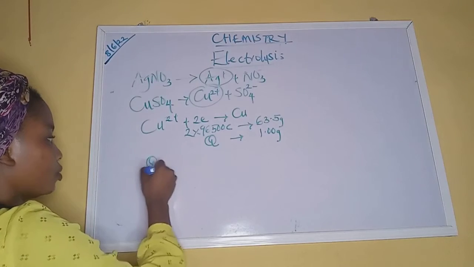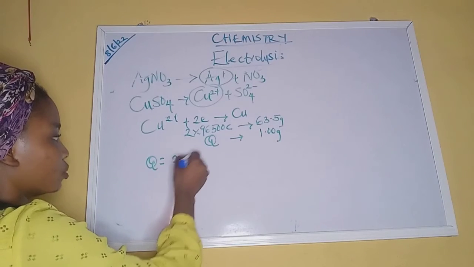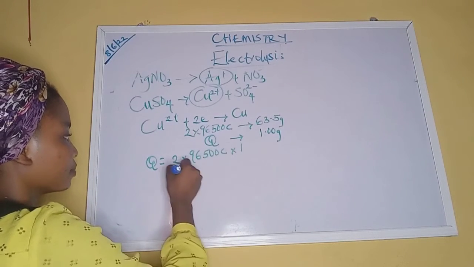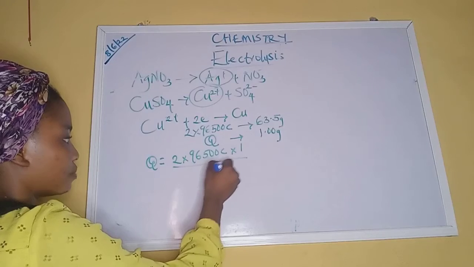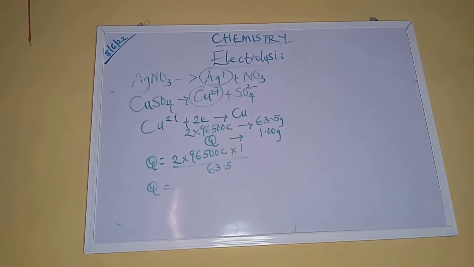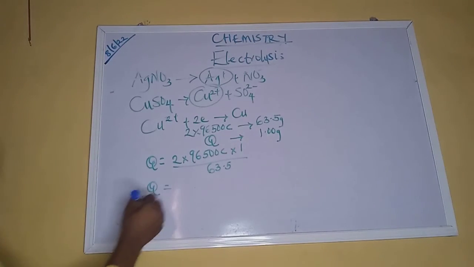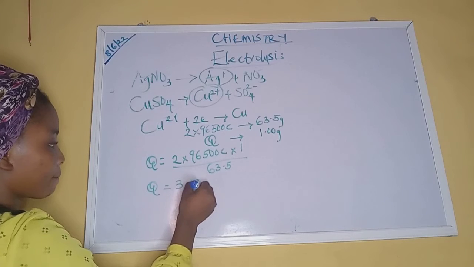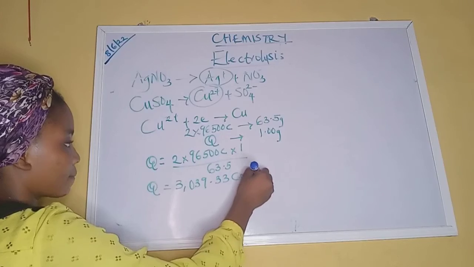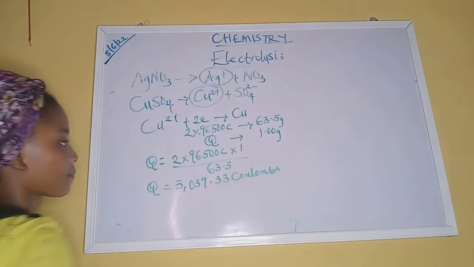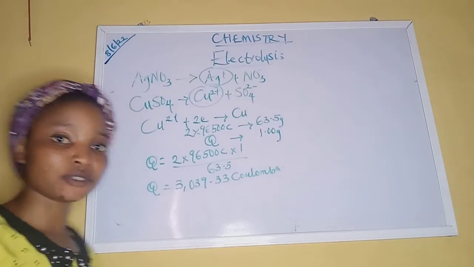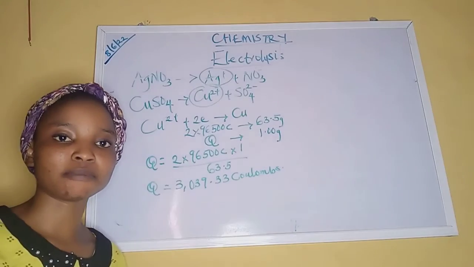We have to multiply, make Q the subject of formula. We have 2 times 96,500 coulombs times 1 all over 63.5. So we have 3,039.33 coulombs of electricity to give us 1.0 gram of copper.